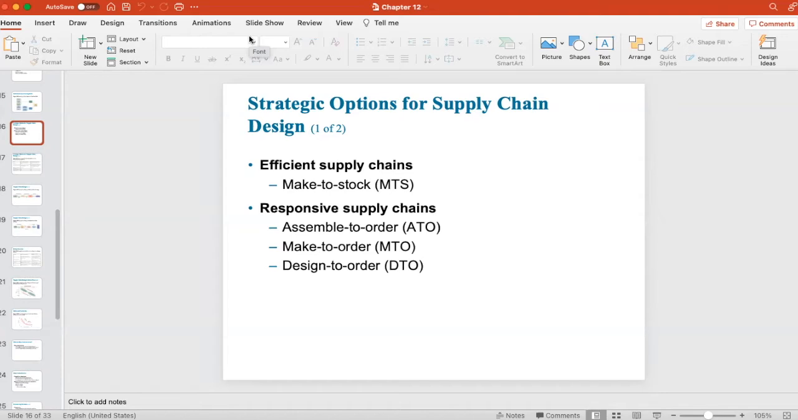Now, here you can clearly see that I list four different models, which are listed either under efficient supply chains or responsive supply chains. How do we differentiate all those different models? Very easy. The key difference here is called the decoupling point. What is meant by decoupling point? This is an operations management term that is widely used, especially within supply chains. But the key idea here is very simple.